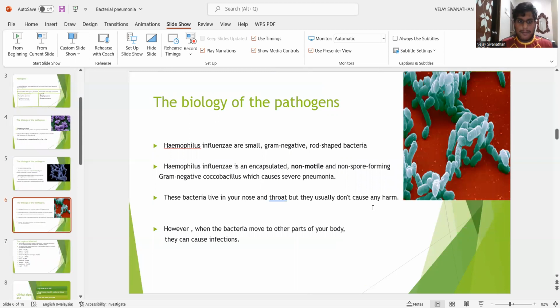The third pathogen that I'll be mentioning is Haemophilus influenzae. They are small gram-negative rod-shaped bacteria. They are also encapsulated. They are non-motile and non-spore forming gram-negative coccobacilli, which often cause severe pneumonia. These bacteria live in your nose and throat, but they don't usually cause any harm. However, when these bacteria move to other parts of your body, they can cause infections.